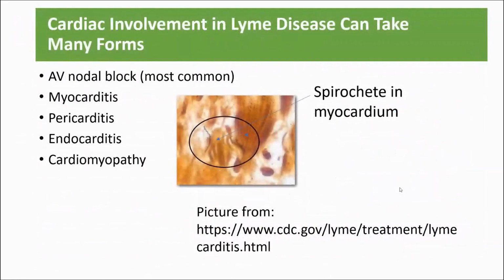Cardiac involvement in Lyme disease can take many forms: AV nodal block, most commonly seen, myocarditis, pericarditis, endocarditis, cardiomyopathy. And this photo shows the spirochete embedded in myocardium. This picture is from CDC.